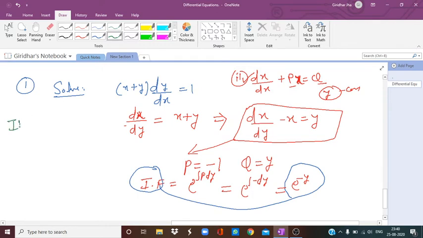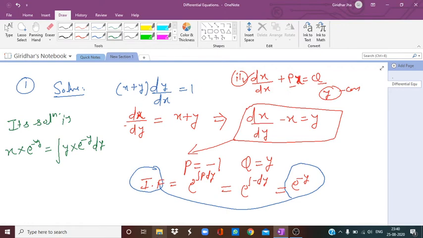So its solution is x into IF, where IF is e to the power -y, equals integral of Q into IF dy. Q is here y, and the integrating factor is e to the power -y into dy, correct. So this form we observed that this came.